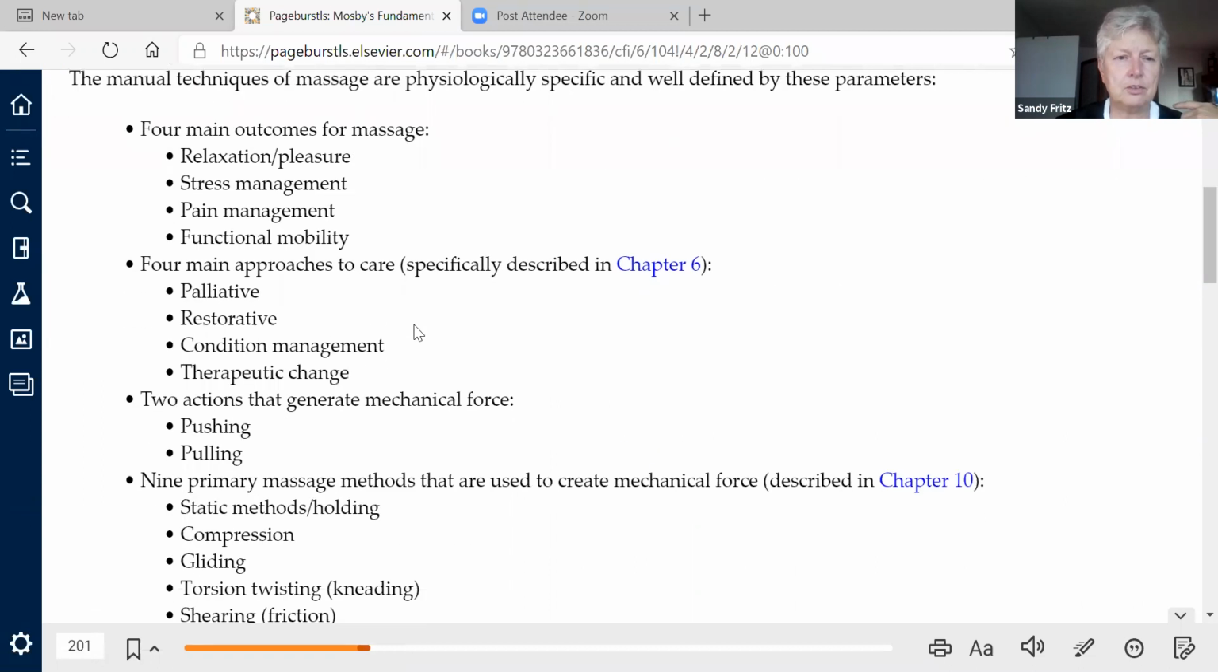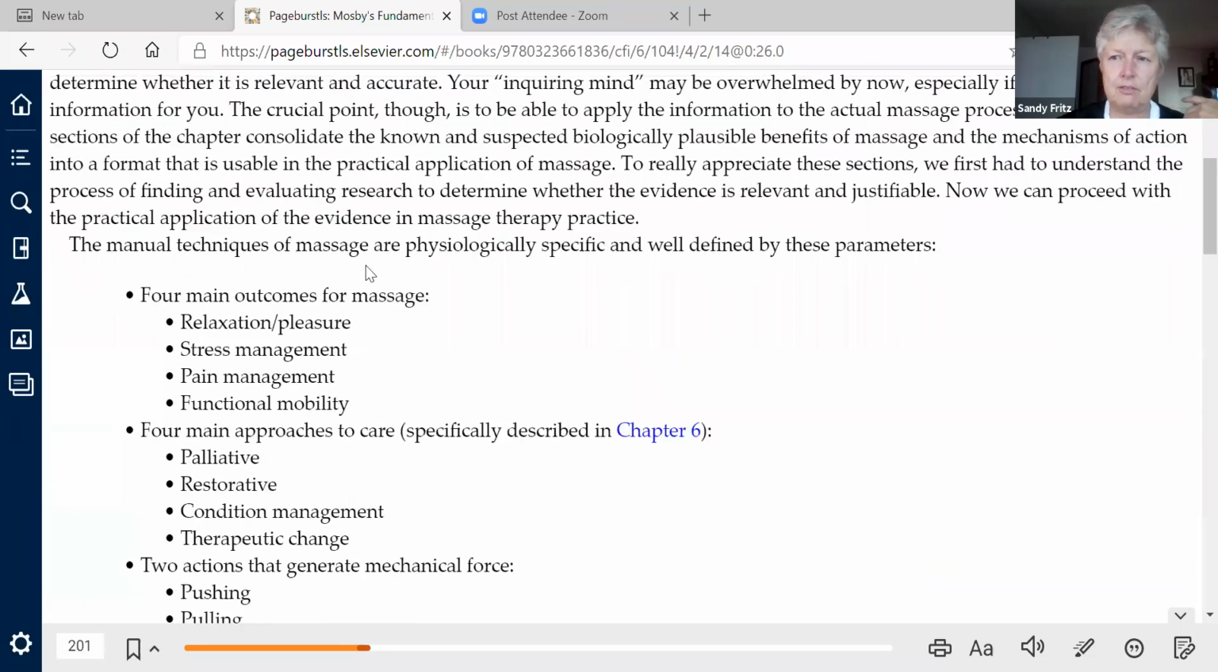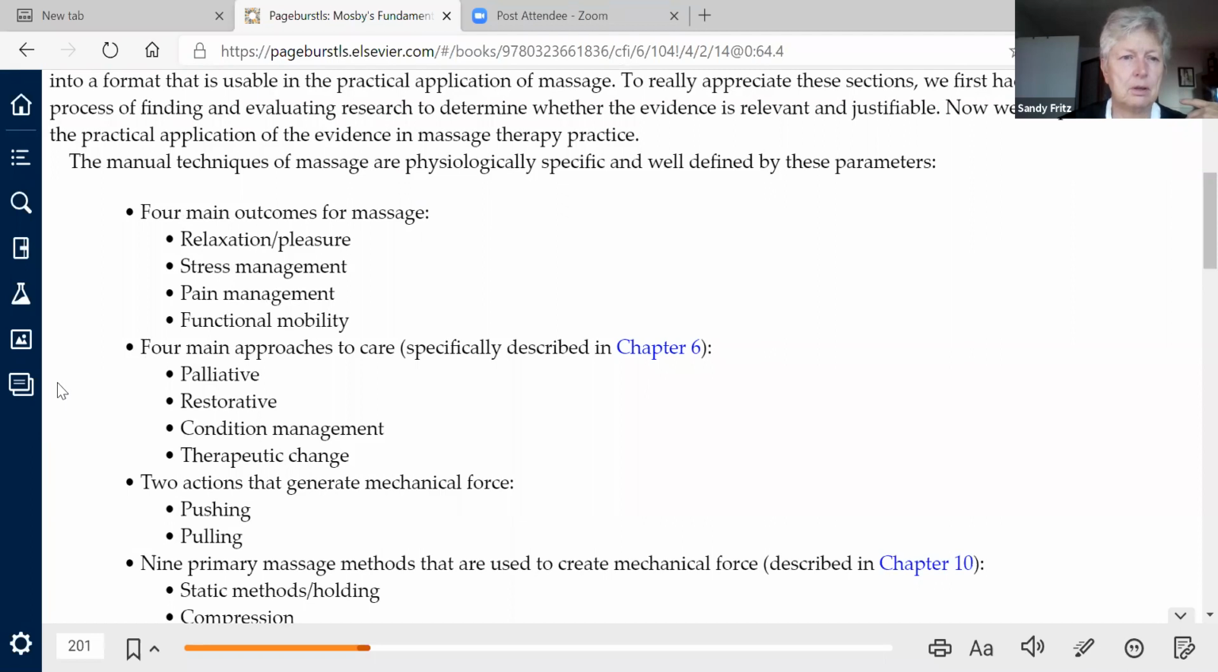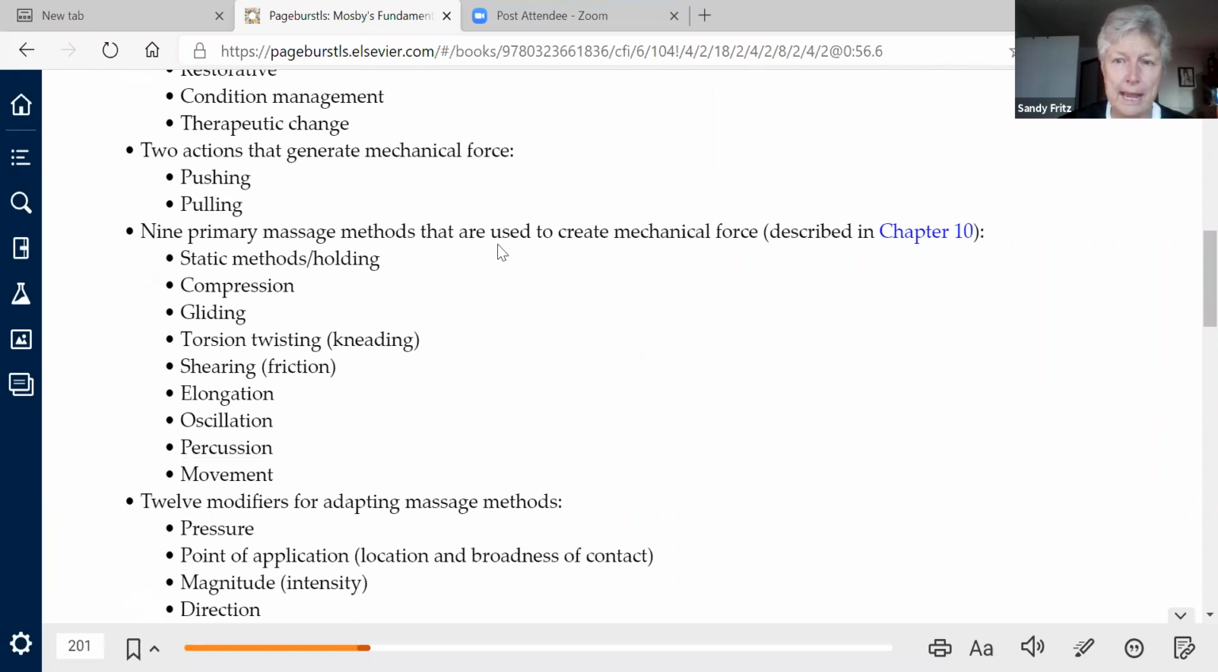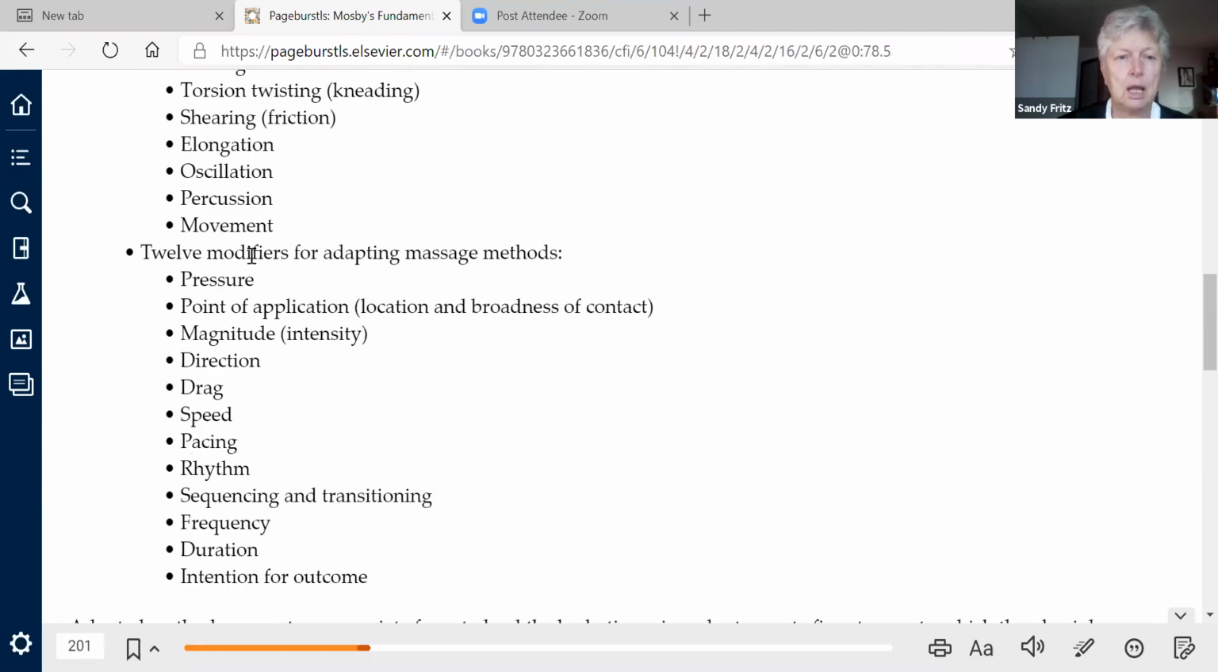So in order for us to do that, this is where we have to organize our thoughts around 4 main outcomes, 4 main approaches to care, 2 actions that generate the mechanical force, and then the 9 ways we generate the force by pushing and pulling. These are 9 ways of pushing and pulling. And then the 12 modifiers on how we can make our methods a little more of this or a little less of that.